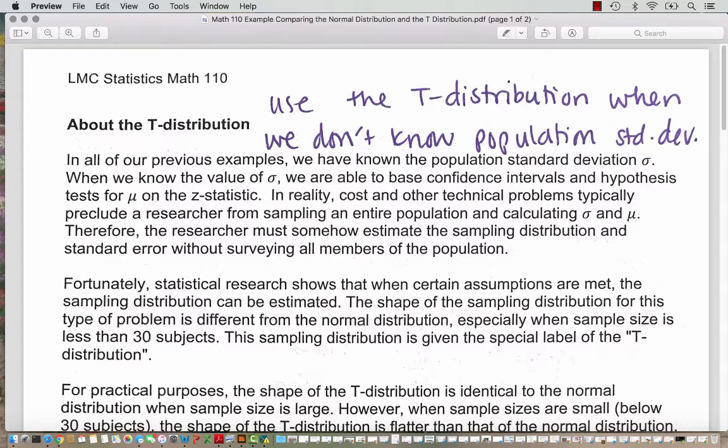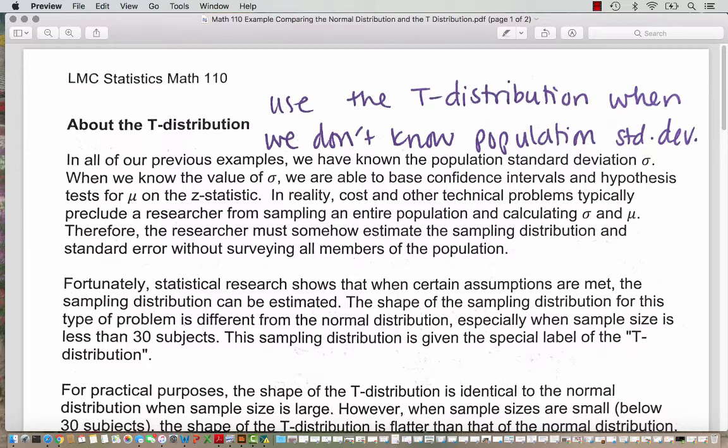In all of our previous examples, we have known the population standard deviation, sigma. When we know the value of sigma, we are able to base confidence intervals and hypothesis tests for the mean mu on the z statistic. In reality, costs and other technical problems typically preclude a researcher from sampling an entire population and calculating the standard deviation for the whole population, sigma, and the mean for the whole population, mu. Therefore, the researcher must somehow estimate the sampling distribution and standard error without surveying all members of the population.